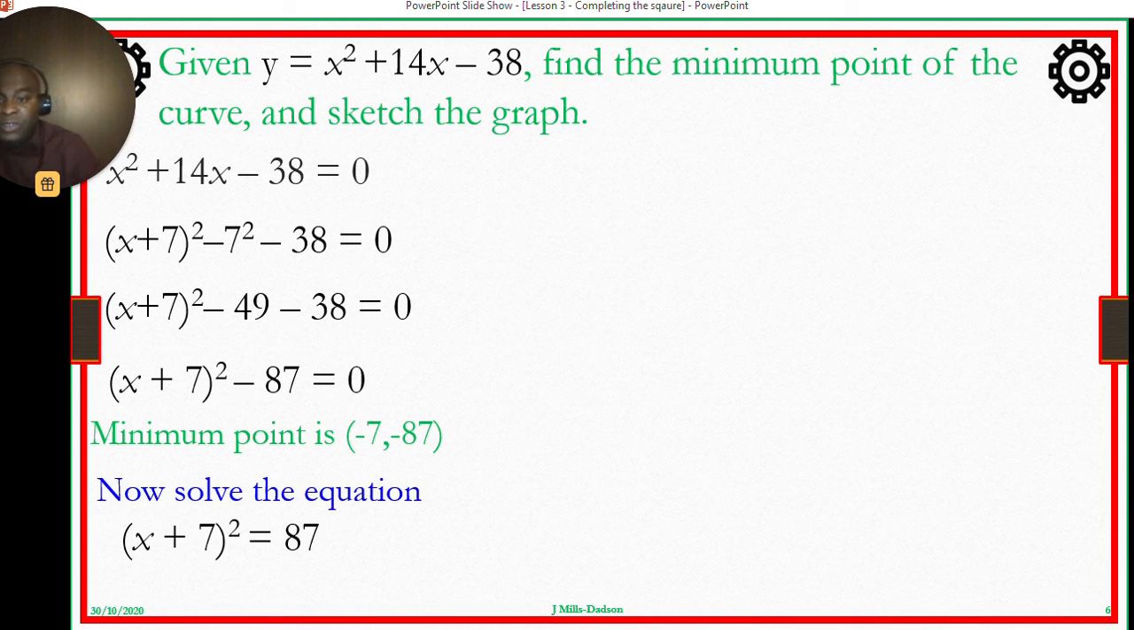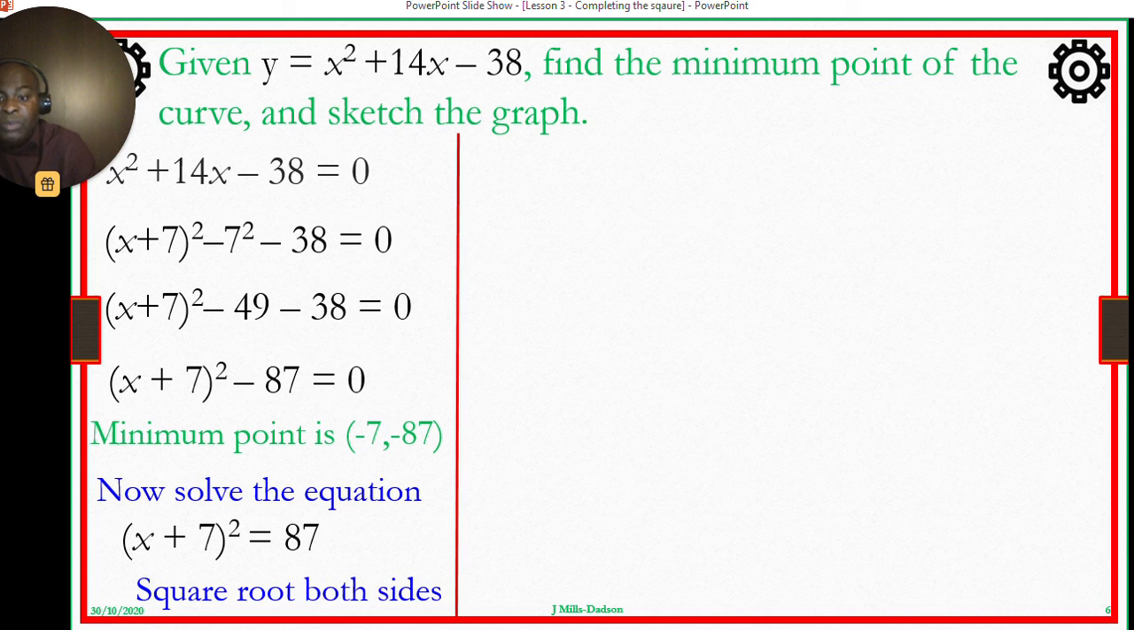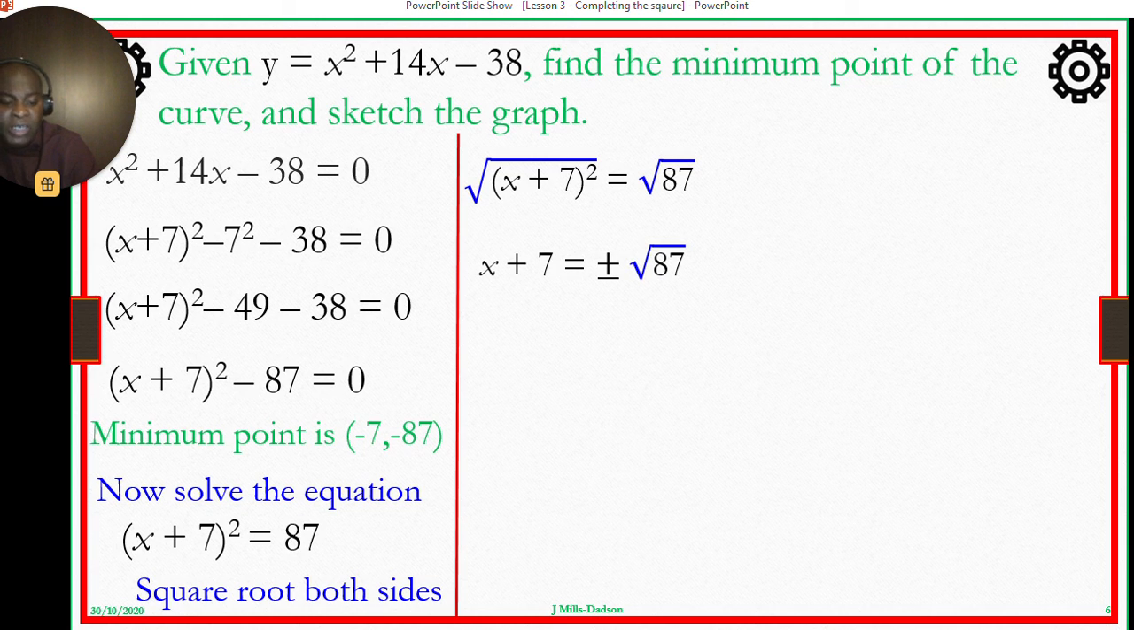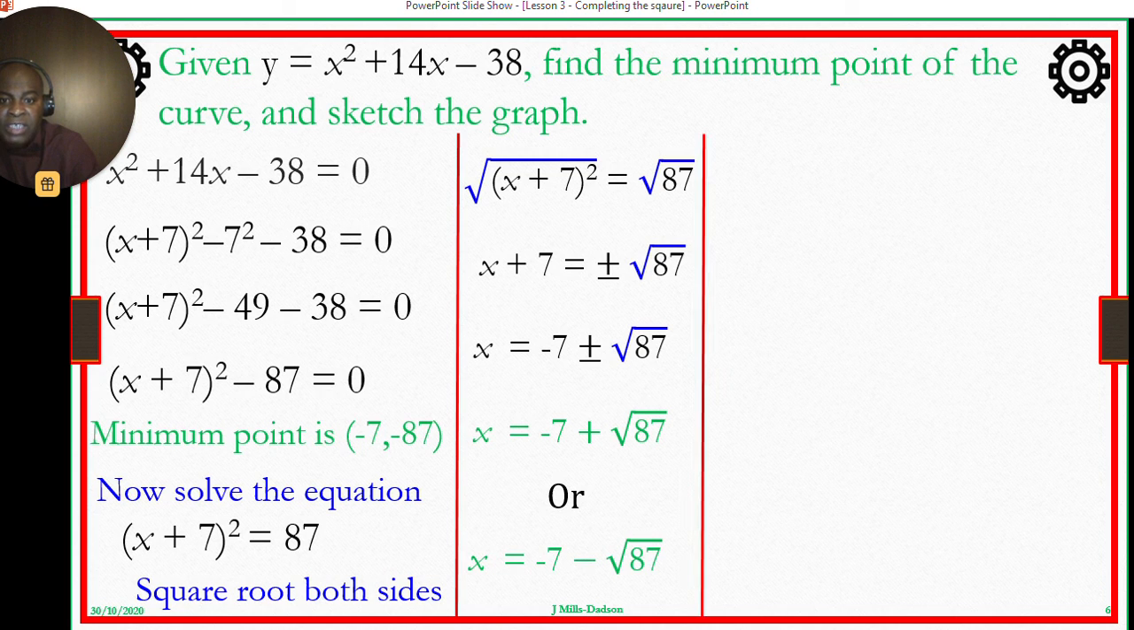Let's solve the equation to find the roots of the equation. So we add 87 to both sides. Let's take the square root of both sides. We have x plus 7 equals plus or minus root 87. Take away 7 from both sides. So our first x is -7 plus root 87. Our second x is -7 minus root 87.